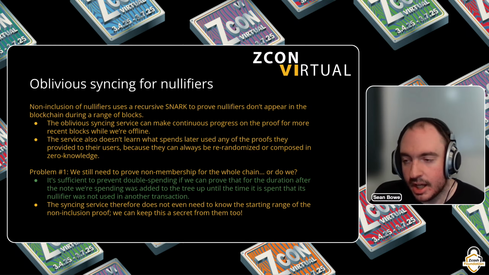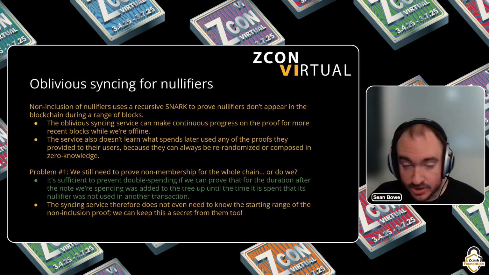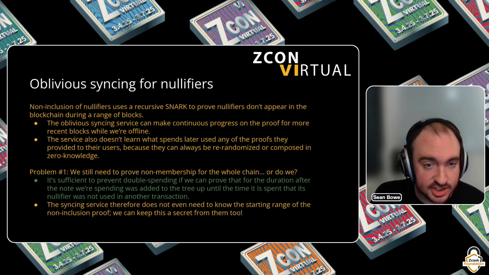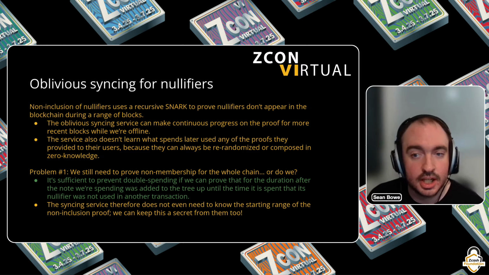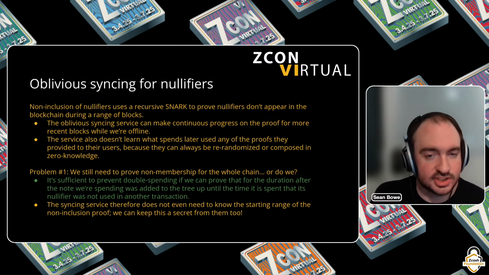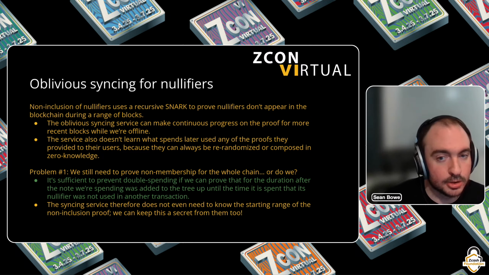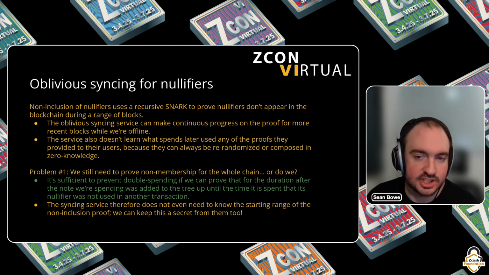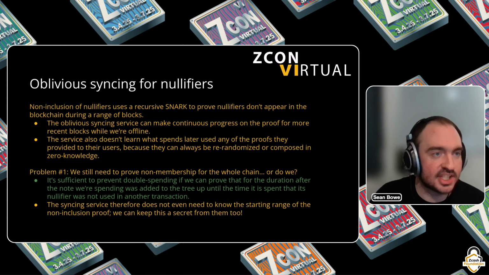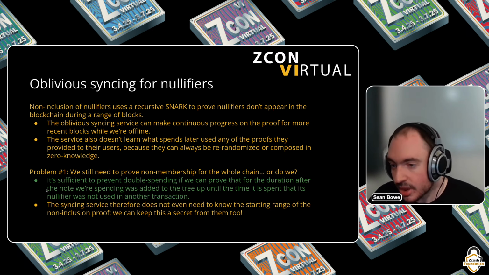So, in fact, with this recursive proof that you hand to this Oblivious Syncing service, you don't even have to reveal to the service the lower bound of the range of blocks that the non-inclusion proof covers, so that they don't see when you began syncing. Because you can keep that as an encrypted base case for the recursive proof.